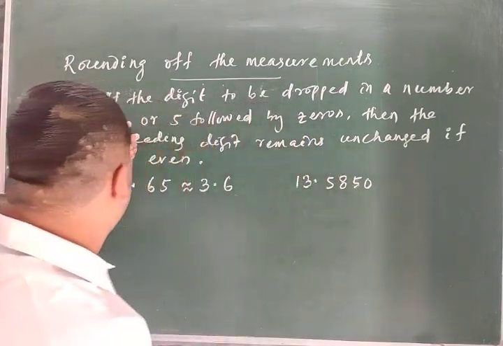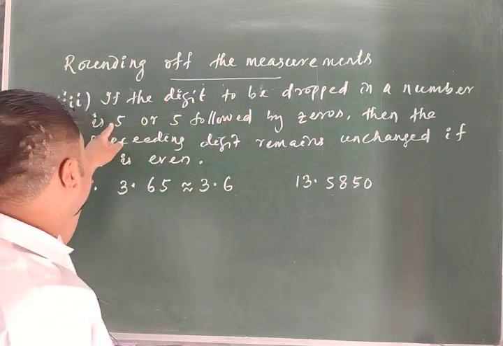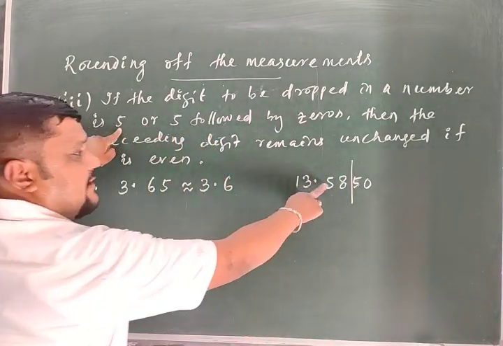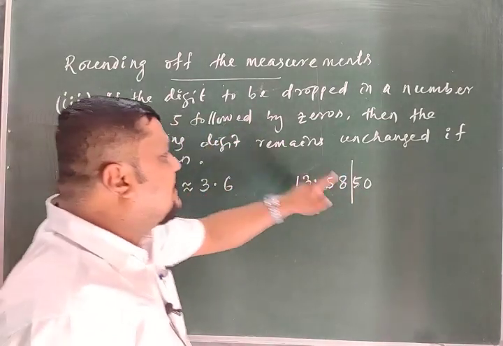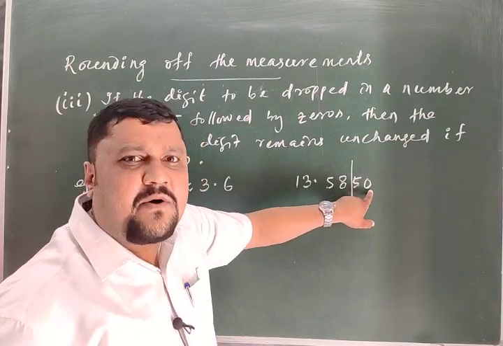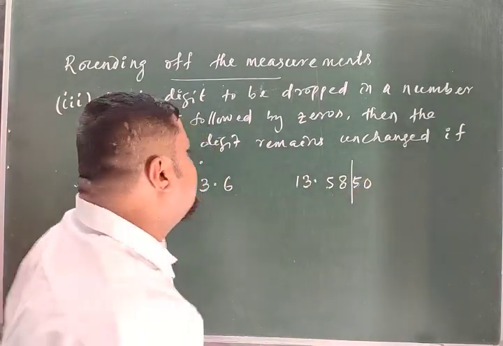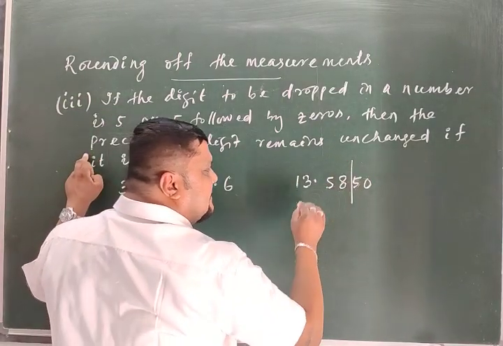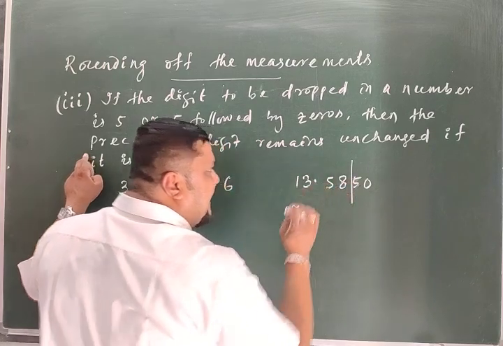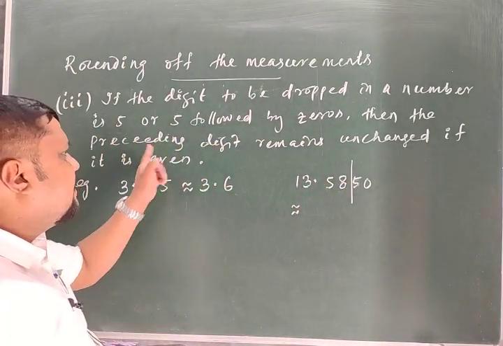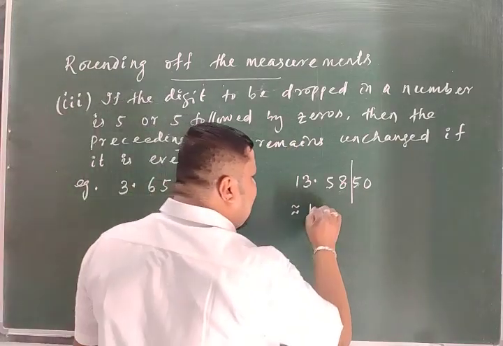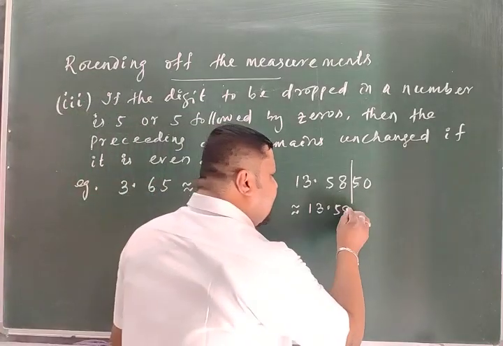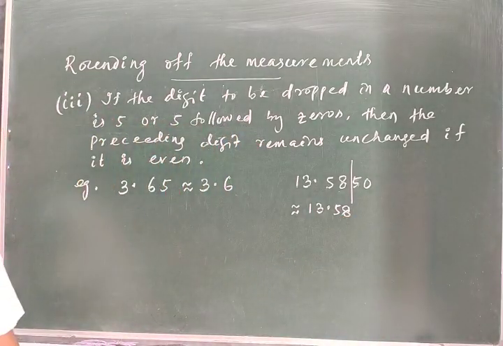So, in the same rule, if the digit to be dropped is 5, or 5 followed by zeros, then the preceding digit remains unchanged. The preceding digit is 8, and 8 is an even number, which means it remains unchanged. So I will write this as 13.58. This is rule number 3.